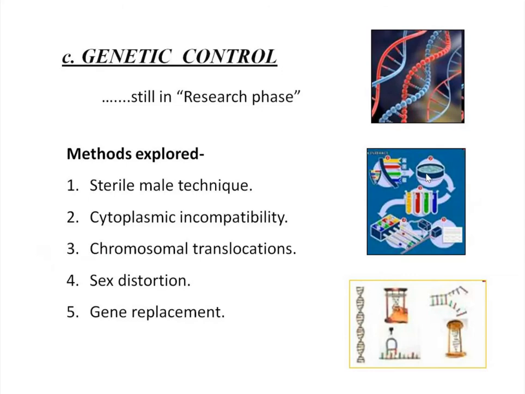The methods used are sterile male techniques, cytoplasmic incompatibility, chromosomal translocation, sex distortion, and gene replacement. All these methods follow a simple principle: they prevent the sexual cycle from happening. So it prevents the propagation of the mosquitoes by making changes in the gene. So that's about genetic control. It is still in the research phase.